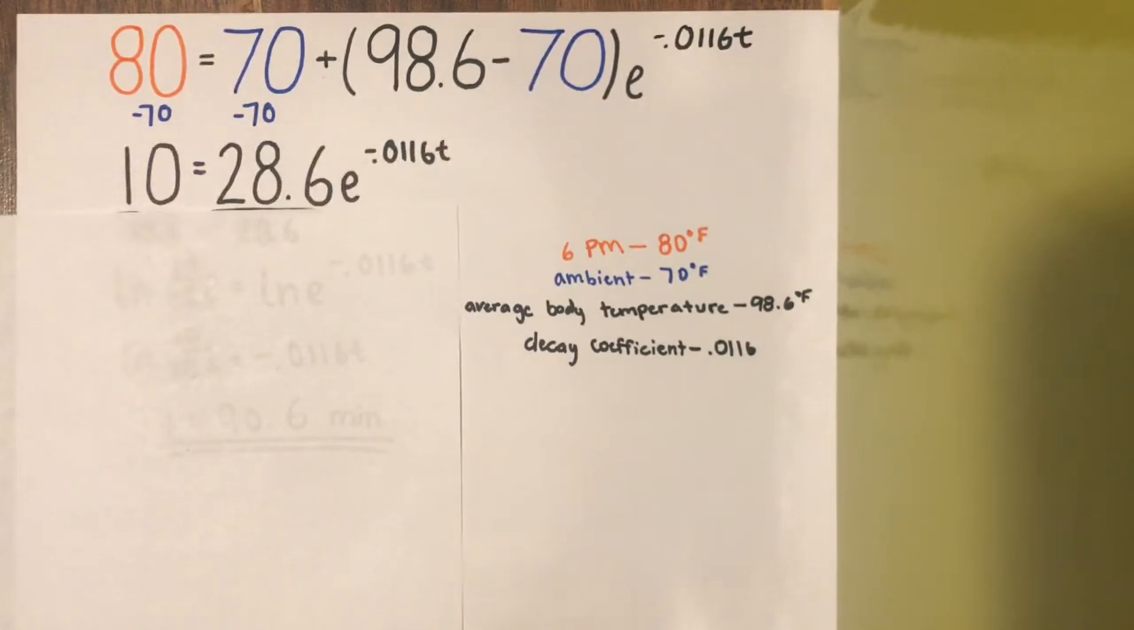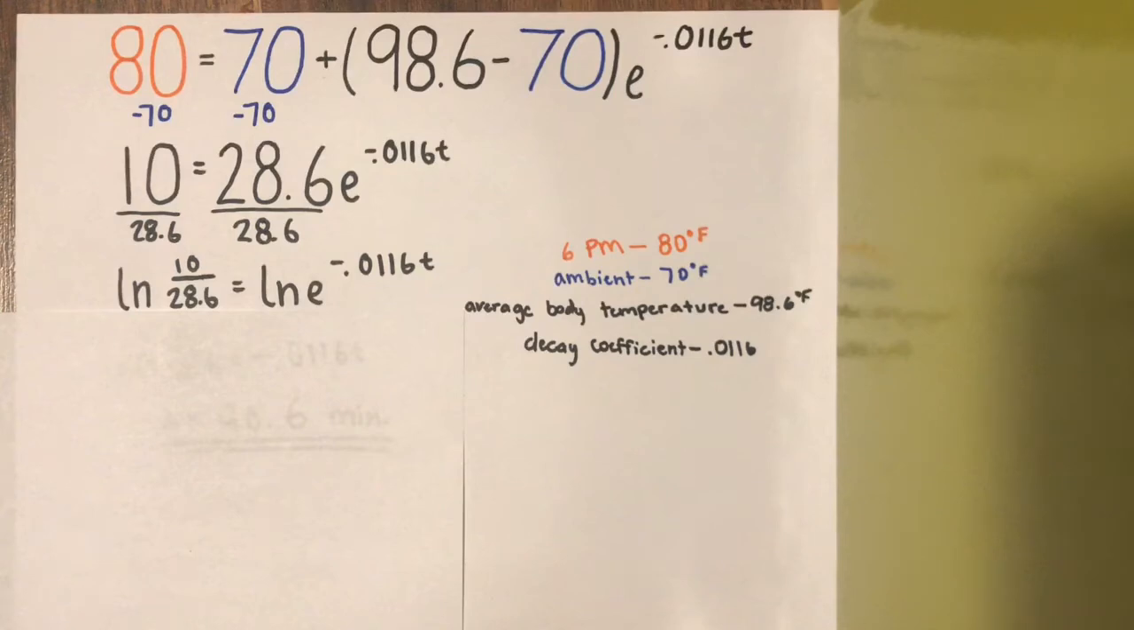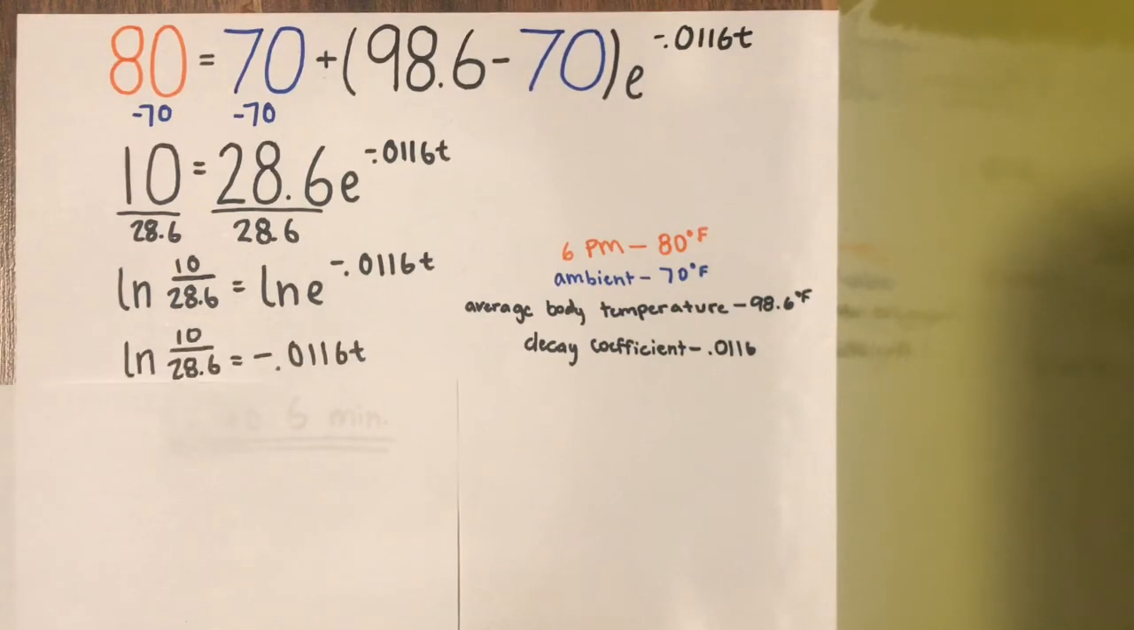That will give us 10 is equal to 28.6 e to the power of negative 0.0116 times t. The next step is to divide by 28.6 as well as convert to natural log. That's going to give us the natural log of 10 divided by 28.6 is equal to the natural log of e to the power of negative 0.0116 multiplied by the time elapsed. The natural log of e is going to cancel out, giving us the natural log of 10 divided by 28.6 is equal to negative 0.0116 times t.